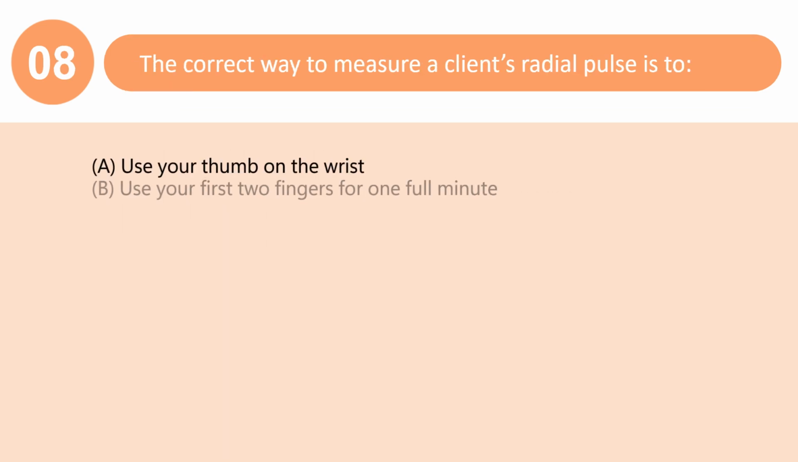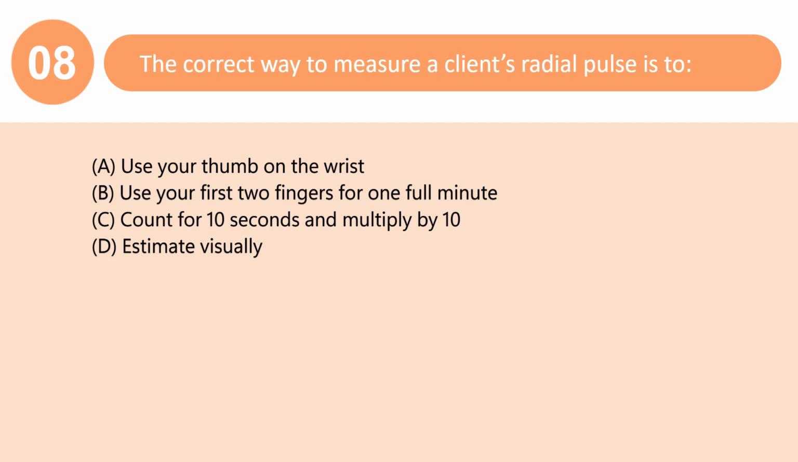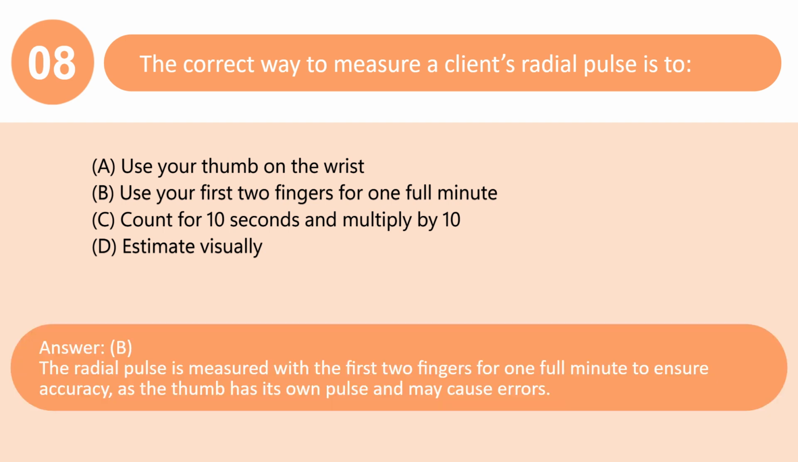The correct way to measure a client's radial pulse is to A. Use your thumb on the wrist. B. Use your first 2 fingers for 1 full minute. C. Count for 10 seconds and multiply by 10. D. Estimate visually. Answer B. The radial pulse is measured with the first 2 fingers for 1 full minute to ensure accuracy, as the thumb has its own pulse and may cause errors.